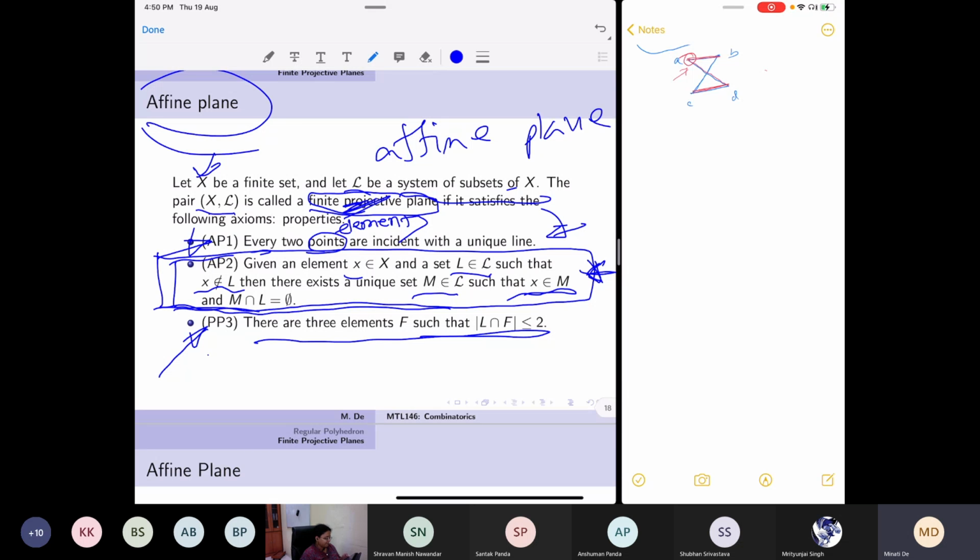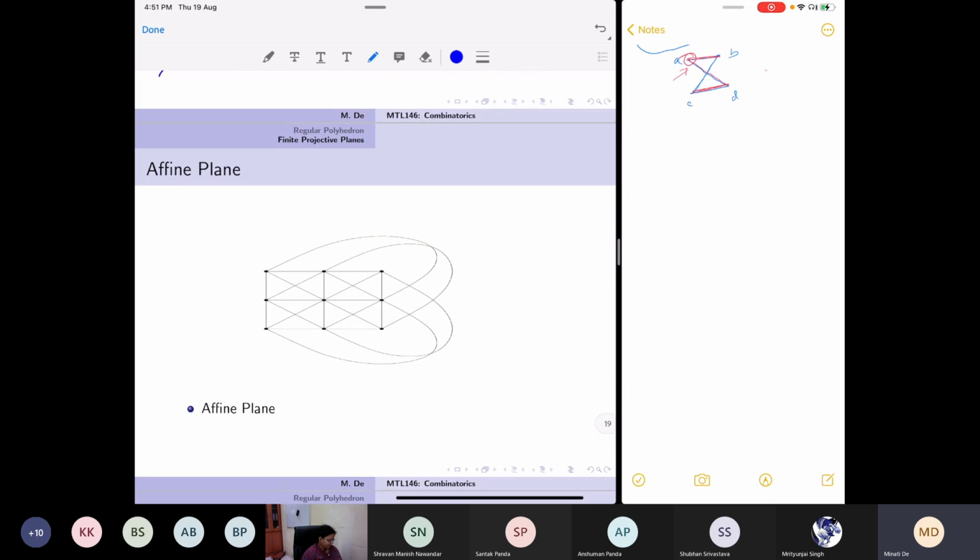This property is similar to the Euclidean plane, where you allow parallel lines, which was not allowed in a finite projective plane. In a finite projective plane, any two lines should intersect at a point. In the Euclidean plane that's not the case; you might have lines which are parallel and don't meet each other. Similarly, the affine plane is capturing the Euclidean plane in some sort.